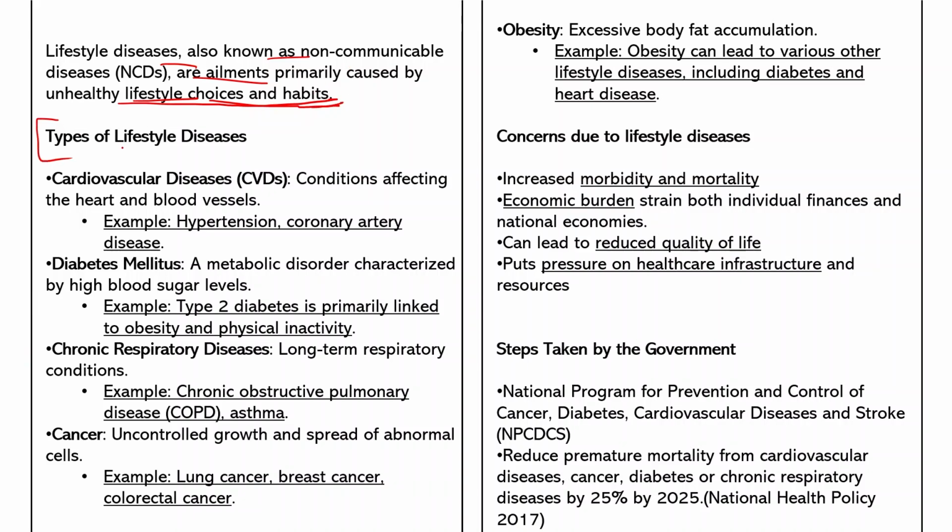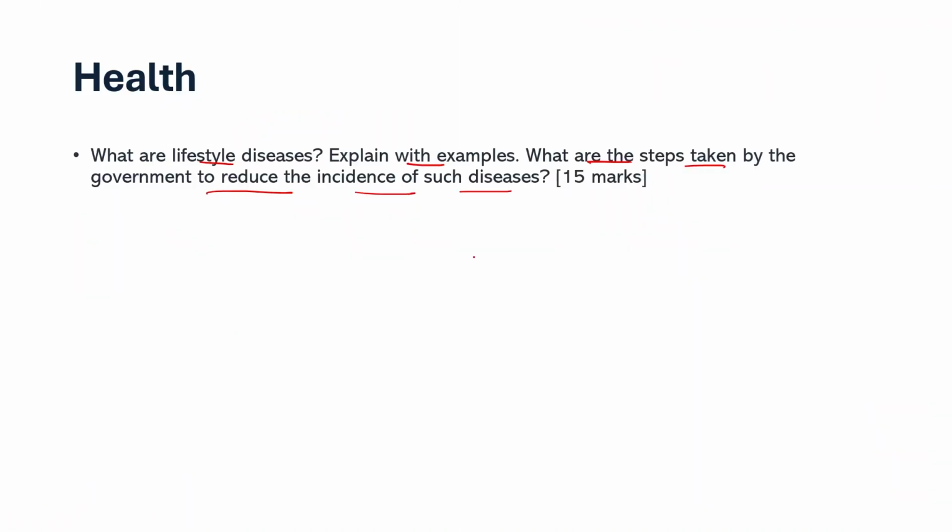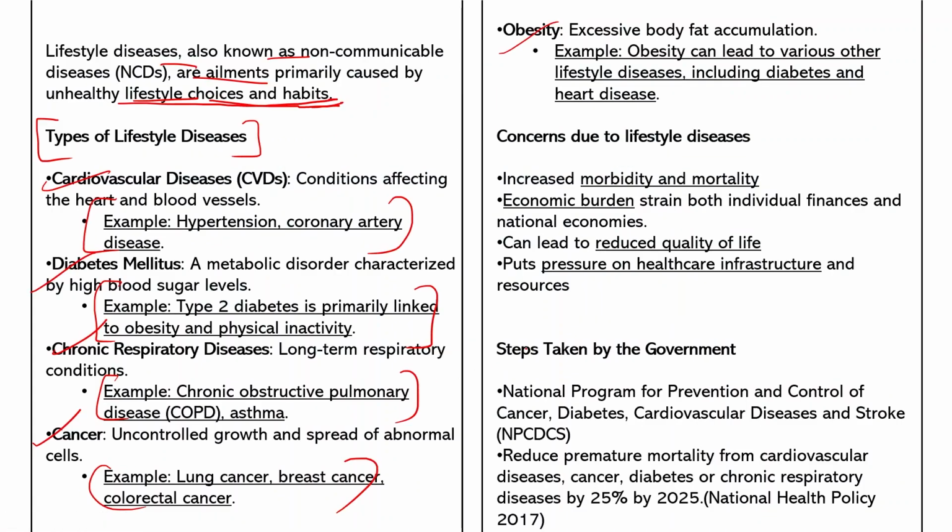Then they are saying explain with examples. So you write about types of lifestyle diseases by using different kinds of examples. So cardiovascular, diabetes, respiratory, cancer, obesity. You can see that everywhere the example is underlined because the question is focusing on explaining with examples. Then it is asking you about what are the steps taken by the government. So instead of directly jumping into the steps taken by the government, first you can write about concerns, because government is going to take steps because there are concerns. So what are those concerns? If you're writing that, your answer will look more complete.